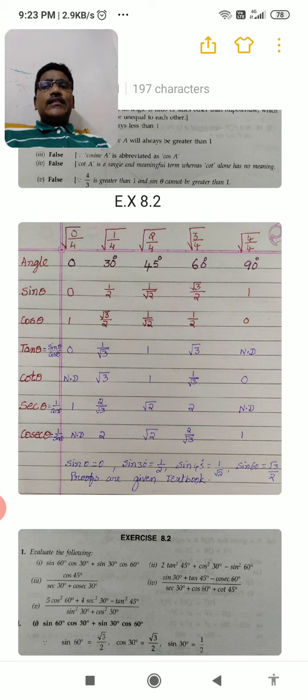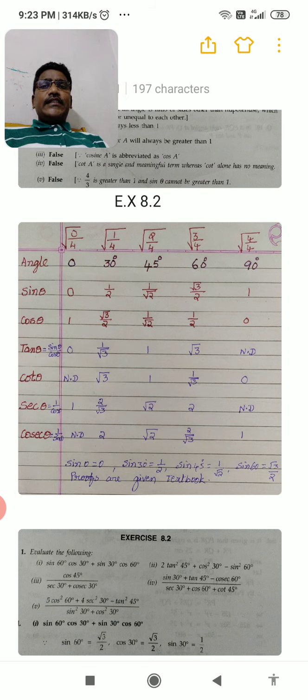Here the angles are given, and see, I have given above in the first row square root of 0 upon 4, square root of 1 upon 4, square root of 2 upon 4, square root of 3 upon 4, square root of 4 upon 4. By cancellation and simplification you get the sine of the first row angles without remembering. This is the importance of this table.